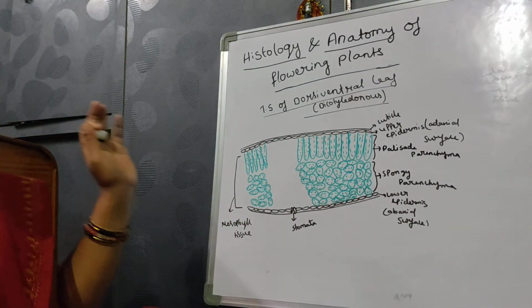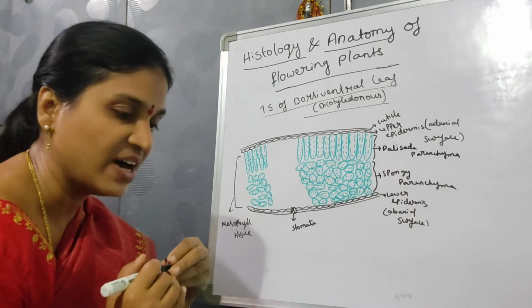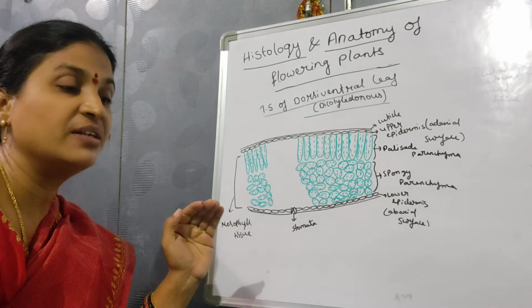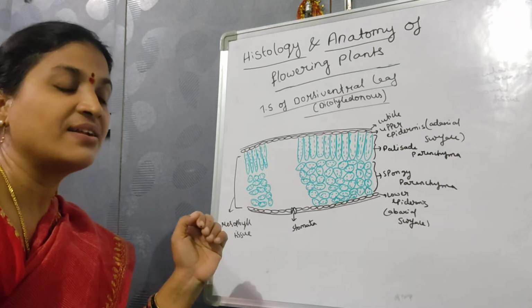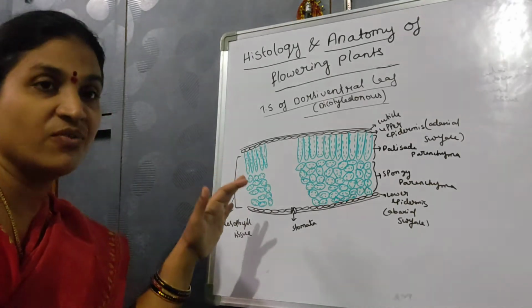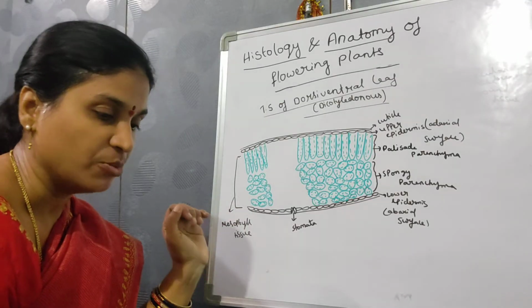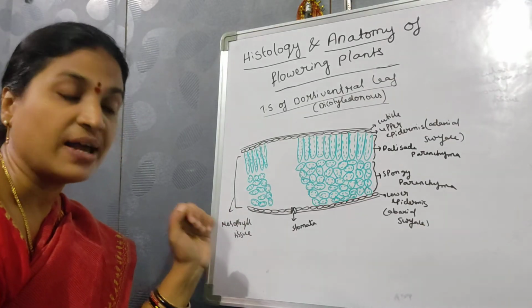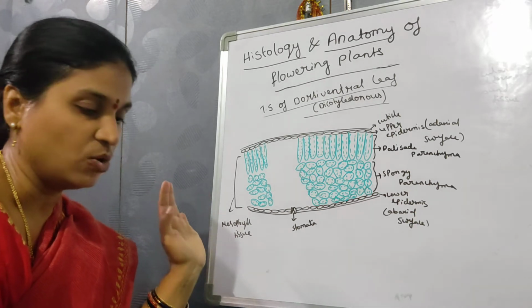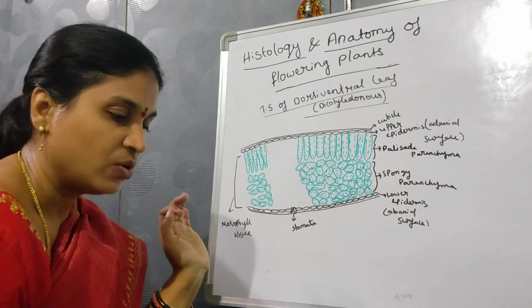Now coming to the vascular system. The vascular system includes the vascular bundles. Vascular bundles include the vascular tissues. Vascular tissues are the xylem and the phloem. Here also, in the midrib and the veins, the vascular bundle is present. The veins vary in thickness in the reticulate venation of the dicot leaves.